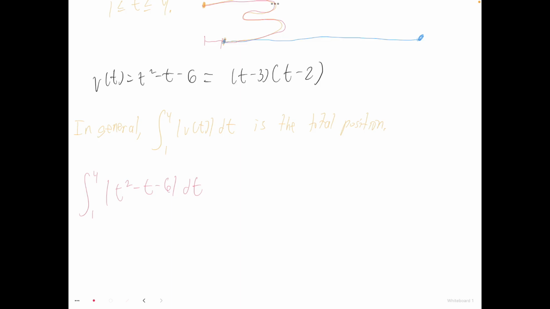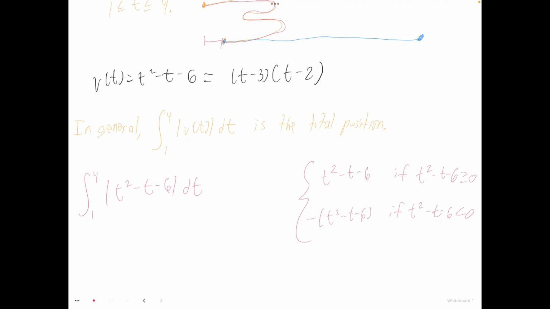Well, as it turns out, this is actually something that we are pretty well equipped to handle, as we've done something similar to this before. So remember what absolute value actually means. The absolute value function is a piecewise function. So this function is going to be equal to t squared minus t minus 6 if t squared minus t minus 6 is greater than or equal to 0. It's equal to negative (t squared minus t minus 6) if t squared minus t minus 6 is less than 0. And so we just need to figure out when we're greater than 0, when we're less than 0, and then we're going to split up the bounds of integration based on this fact.